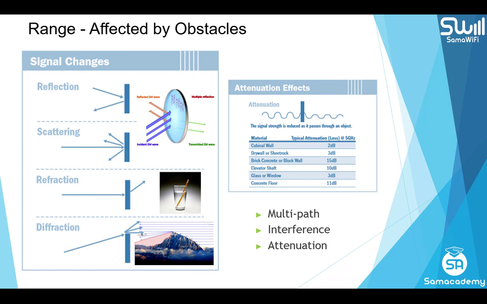Refraction occurs when the radio frequency signal passes through a medium of different density than the original medium. Refraction causes the primary wave to change direction. And finally, diffraction: when electromagnetic waves encounter an obstacle with a sharp edge that cannot be penetrated, the electromagnetic waves wrap around the obstacle to reach the receiver. In summary, all these signal changes cause multipath interference and attenuation.